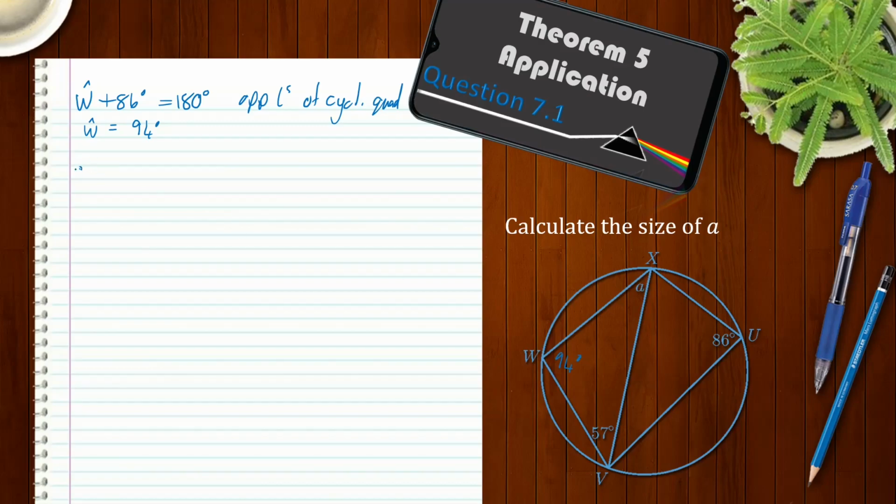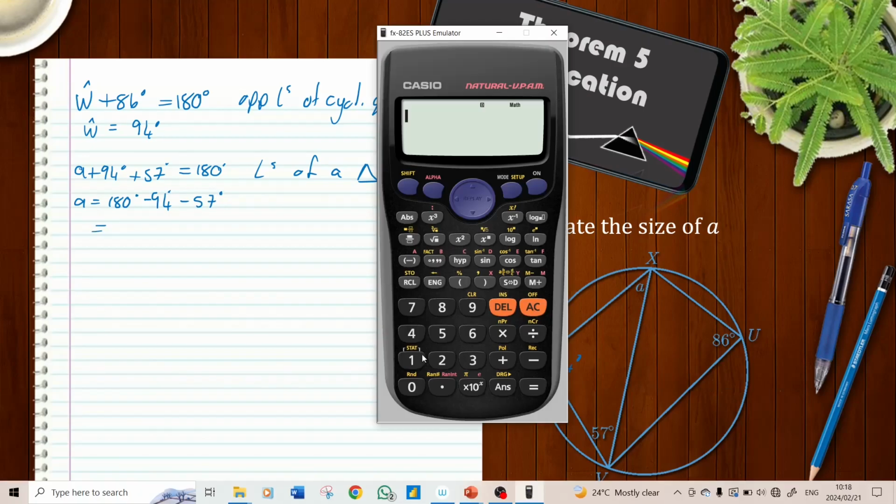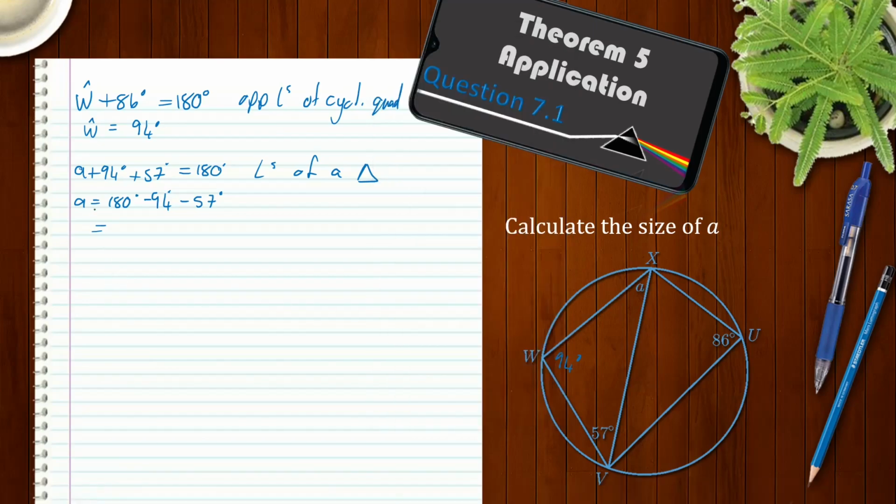Then we can say that A plus 94 plus 57 degrees is equal to 180, and this is angles of a triangle, and then A is equal to 180 minus 94 minus 57. Okay, and for that I'm going to use the calculator. So this is 180 minus 94 minus 57. Okay, so that's 29 degrees.